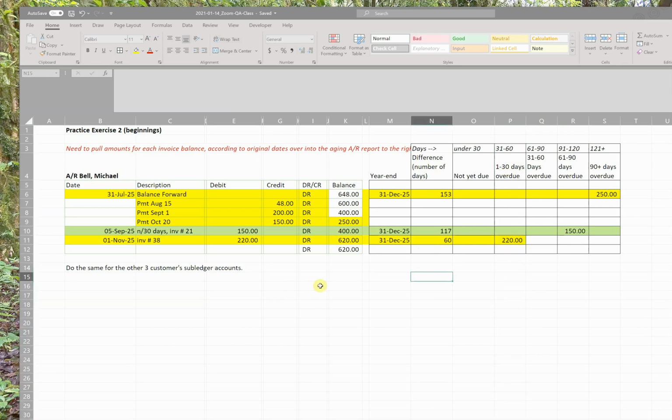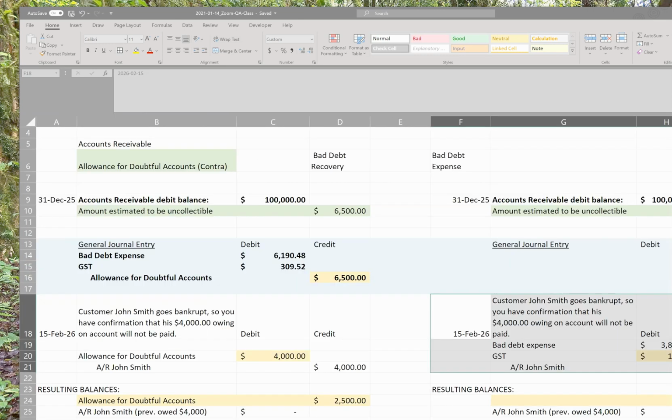So we did that together for the first customer, and there's 4 customers in practice exercise 2. So you can go ahead and do this step for the 4 customers, identifying the different aging period. That's where it says do the same for the other 3. And then we talked about chapter 12 concepts.